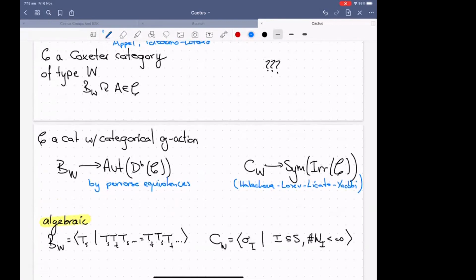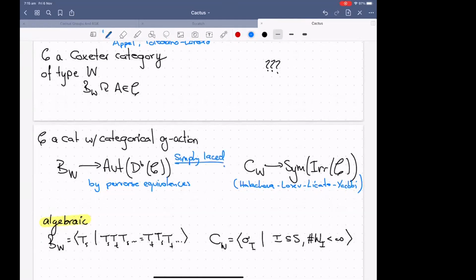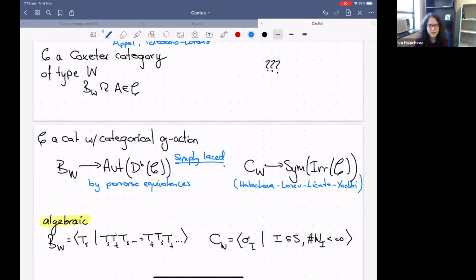Can I ask, what is the generality of this result? You say any category with a categorical G action has an action of the cactus group on the... You'll have to ask about exactly. For us it's type ADE, G simply laced. Okay, thank you. But there's no more restrictive assumption on the category you start from. So you take a category with a categorical G action, G simply laced, and then automatically you have an action of the cactus group. Is that right? Yeah. Okay. That's right, by these Rickard complexes. Yes, exactly. That's exactly what I was looking for.